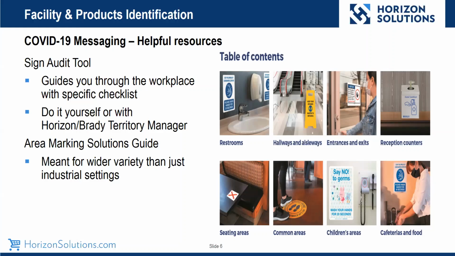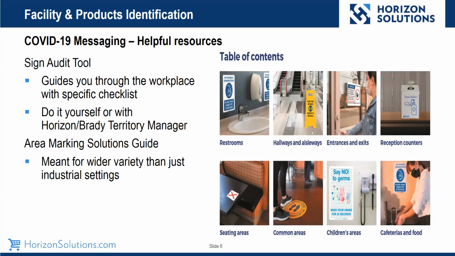It's a guide that really takes you through the workplace, through different areas of your facility, with a specific checklist. It gives you different choices of signs for different areas. If you look here, you'll see some pictures of the ideas that you can get: reception counters, restrooms, common areas, hallways and aisleways, and so forth.